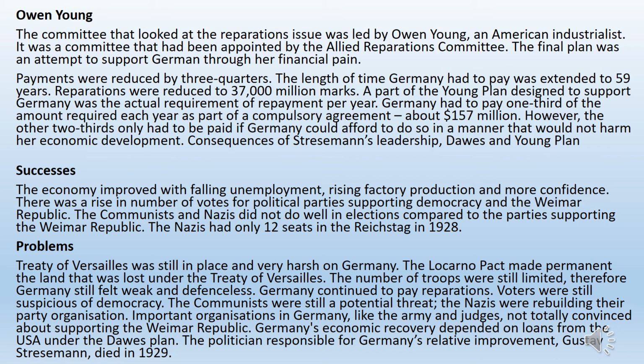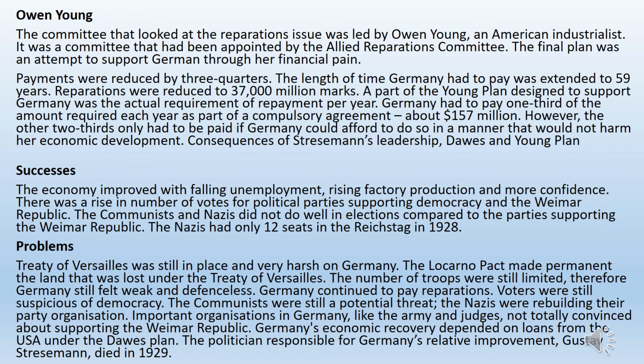A part of the Young Plan designed to support Germany was the actual requirement of repayment per year. Germany had to pay 1/3 of the amount required each year as part of a compulsory agreement, about $157 million. However, the other 2/3 only had to be paid if Germany could afford to do so in a manner that would not harm her economic development. Consequences of Stresemann's leadership, Dawes and Young Plan. Successes. The economy improved with falling unemployment, rising factory production and more confidence. There was a rise in number of votes for political parties supporting democracy and the Weimar Republic.